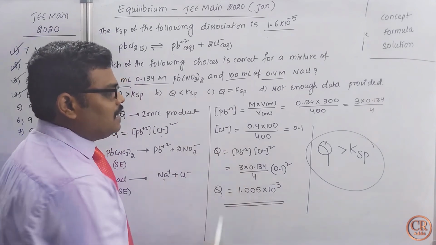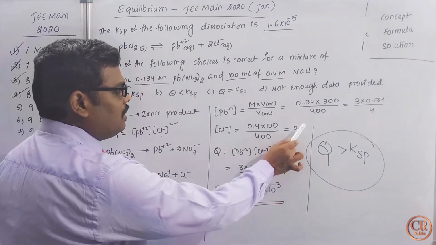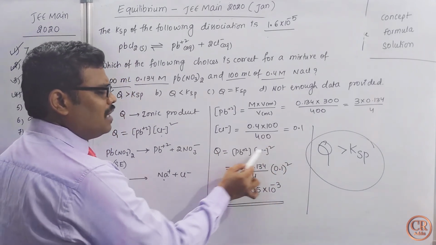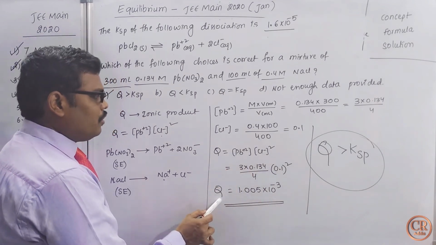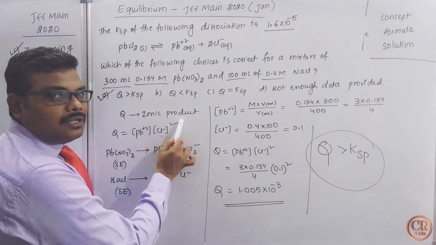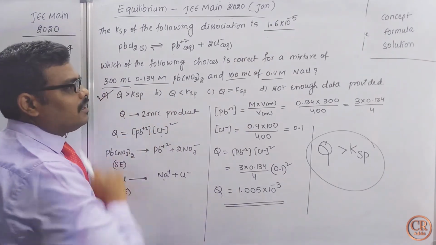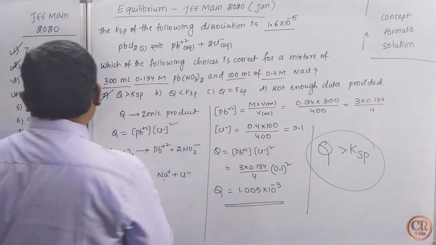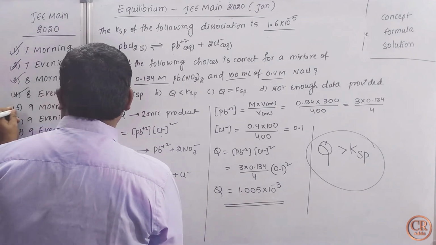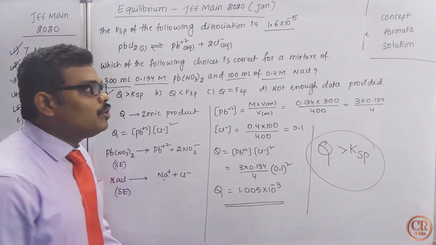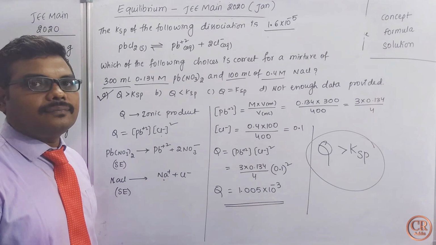Now the concentration of Cl- ion is 0.1. Directly we substitute these two values here, then we get Q. Q is nothing but the ionic product. Compare Q with the Ksp. Q is greater than Ksp. This question was asked on 9th morning. Then we move to the next question.